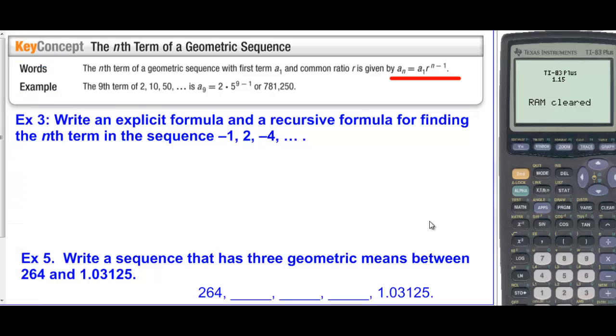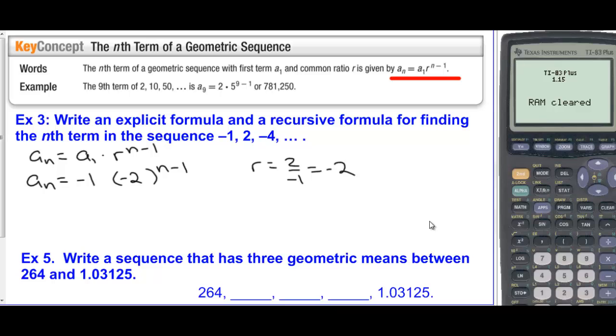Write an explicit formula and a recursive formula for finding the nth term in the sequence -1 to -4. A sub n is equal to a sub 1 times r to the n minus 1. The a sub 1 is -1, and the r is 2 divided by -1, which is -2. So we have -2 to the n minus 1. That's the explicit formula. The recursive formula is a sub 1 is equal to -1, and then a sub n is equal to a sub n minus 1 times -2.